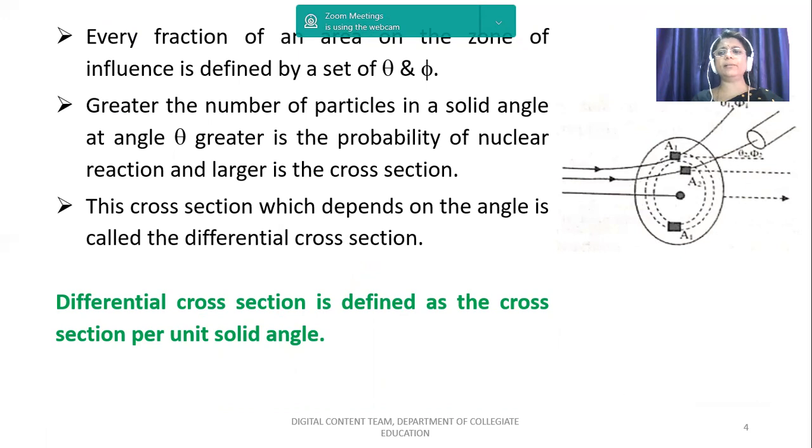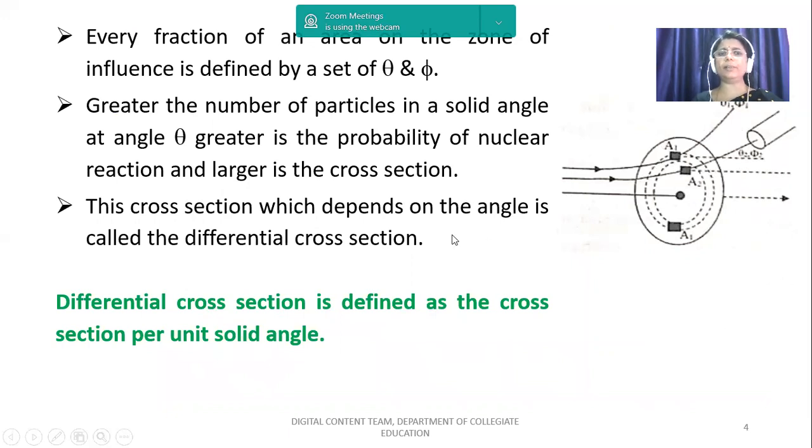So when you consider again at A2, when the incident particle is made to fall on A2, it suffers the deflection corresponding to angles theta 2 and phi 2. Like this, depending on which zone of influence the incident particle is hitting, they will be subjected to particular set of theta and phi values. But when you consider all the points which are situated at equal distance from the target nucleus, all the particles will be subjected to the same angular deflection, when we consider the same zone of influence.